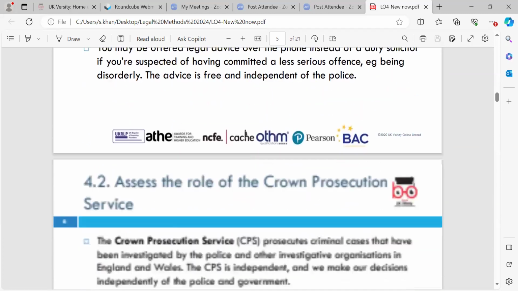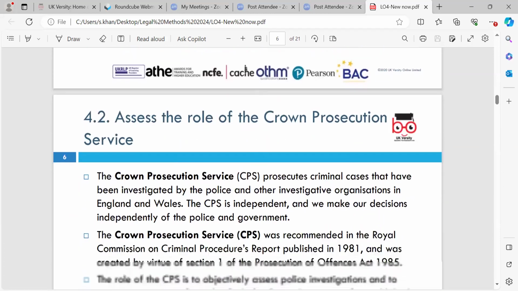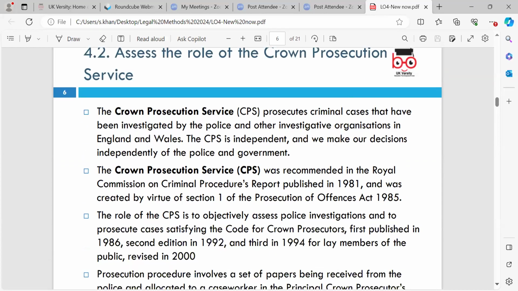Now we're going to go on to the role of the Crown Prosecution Service, which is 4.2. So assess the role of the Crown Prosecution Service.